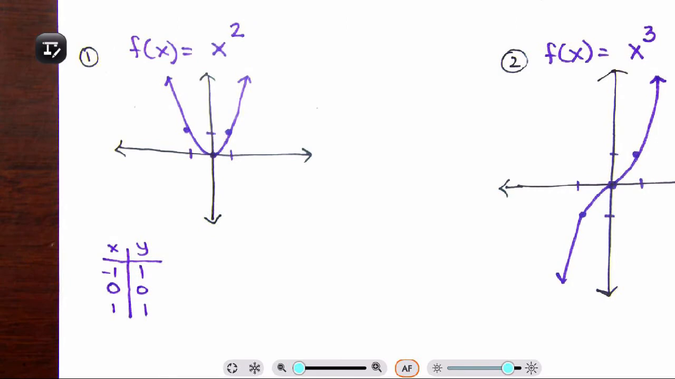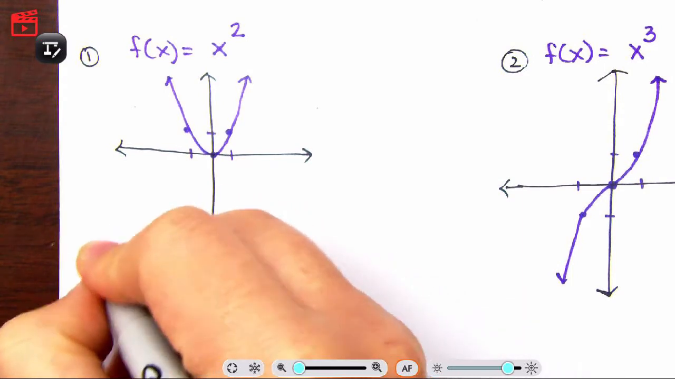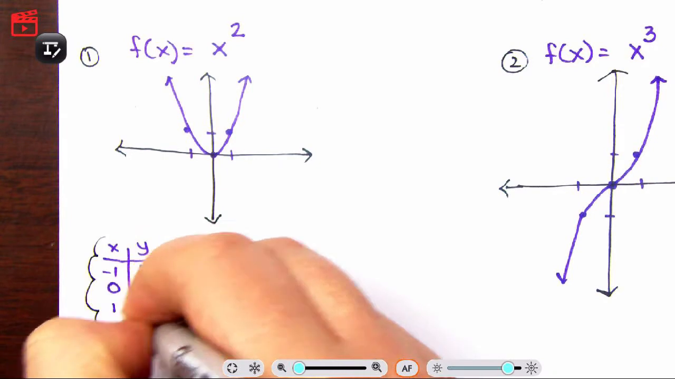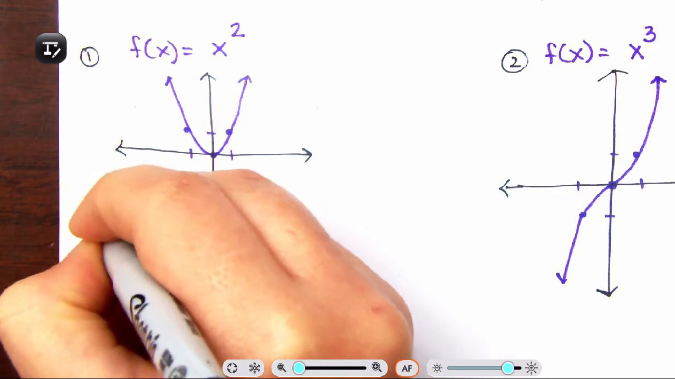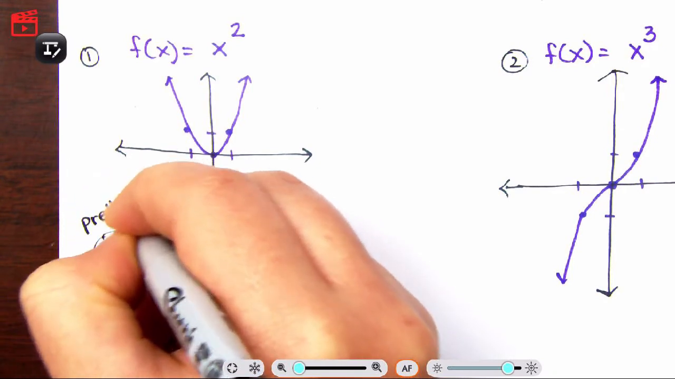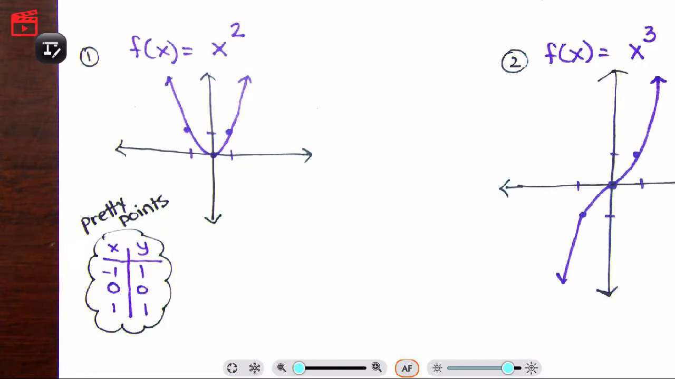In x squared, how did I figure out what I'm graphing? I'm taking my pretty points. So when you hear pretty points, these are the points that I'm referring to. And typically for pretty points, you want at least 3 pretty points, and those pretty points tell you the overall shape of what you're working with.